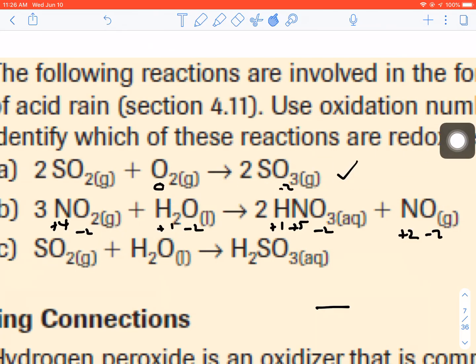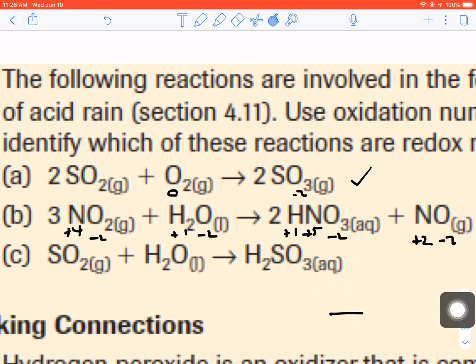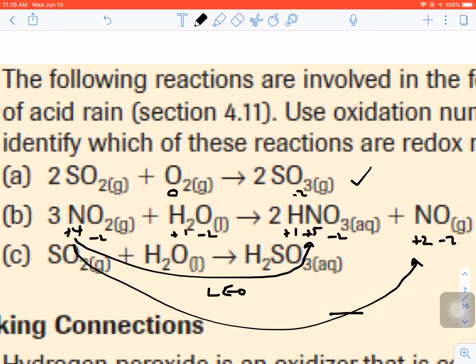You say that's impossible. How can you be gaining electrons and losing electrons at the same time? Well, there are 3 nitrogen atoms in this reaction. Looks like 2 of them went up and 1 of them went down. So how do I go from +4 to +5? If I'm going to do that, I have to gain some positive or I have to lose some negative. If I say, how do I go from +4 to +2, my oxidation number, I'm losing some positive, which means I am gaining some negative. So there's my LEO and GER. So it's a redox reaction also.